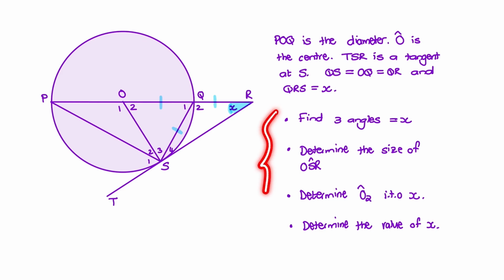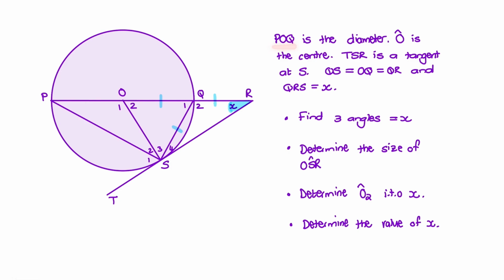Before we answer these questions, let us read the information that we have. We have that POQ is the diameter of the circle, that O is the center of the circle, the line TSR is a tangent to the circle at point S, and the lines QS, OQ, and QR are equal. They are indicated as equal on the diagram as well. Lastly, we have QRS is equal to x.